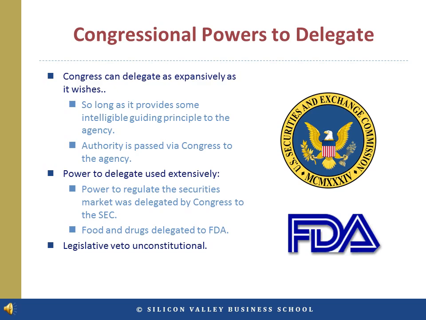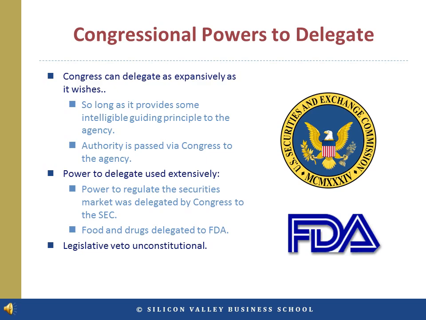Congress is able to delegate its powers to specialist agencies, and this it does extensively. Regulation of the securities markets is delegated to the SEC. Regulation of drugs and food is delegated to the FDA. These agencies are not managed by Congress, but fall under the management of the executive branch. The only constraint on this power is that Congress has to provide the agency with some intelligible principles, so the agency can be guided by some standard.